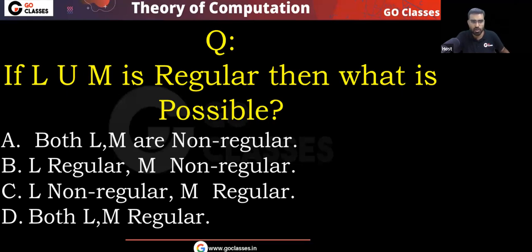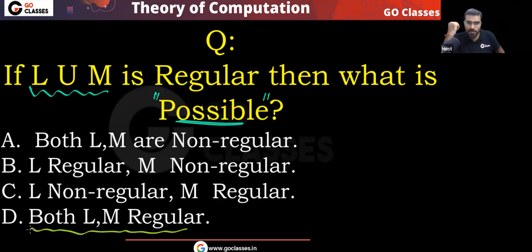Let's see, did you understand or not? If L union M is regular, then what is possible? Can both be regular? Yes, both can be regular. If both are regular, that is fine, since regular union regular is regular.